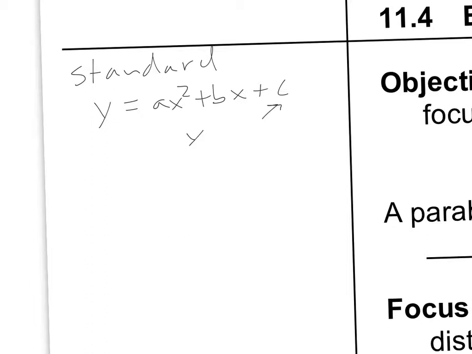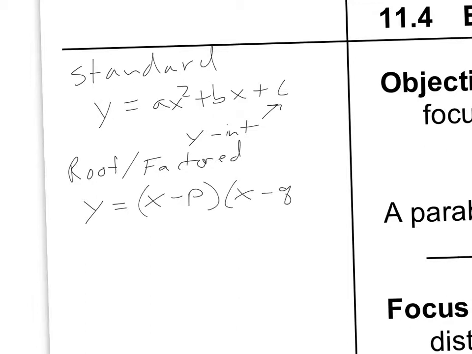We had standard form. And in standard form, we said, hey, y equals ax squared plus bx plus c. And this was great for finding the y-intercept. And then we had root or factored form. And this looks something like this. Where, remember that these were your roots or your zeros.